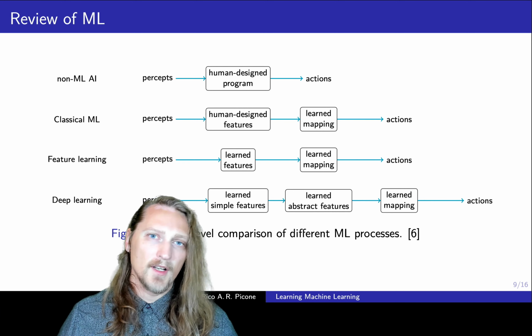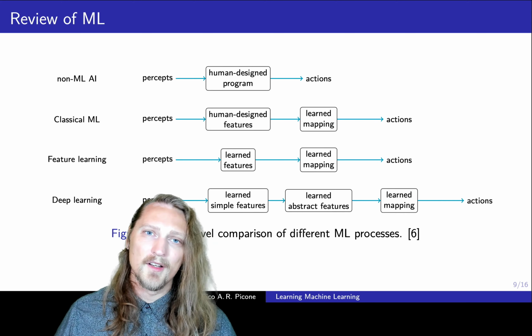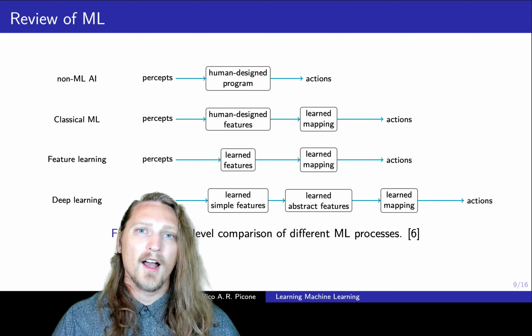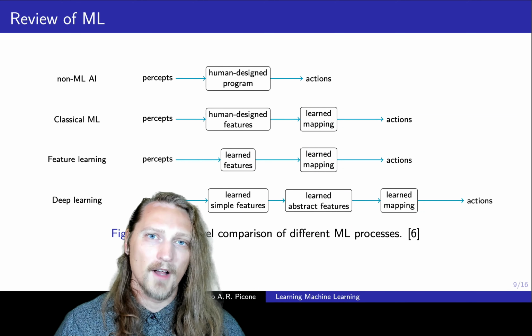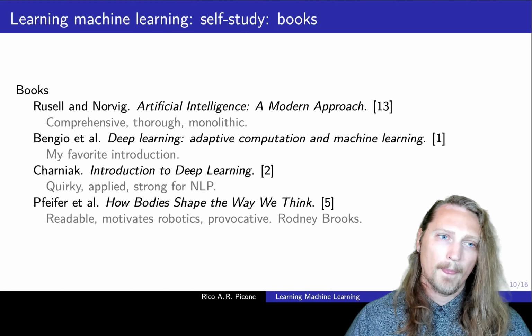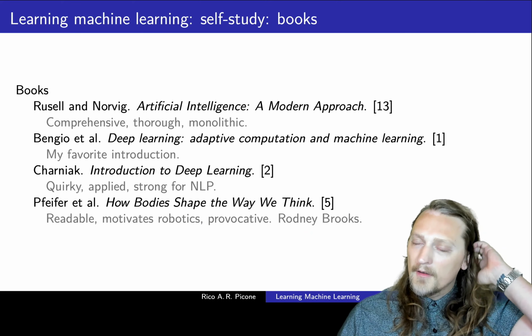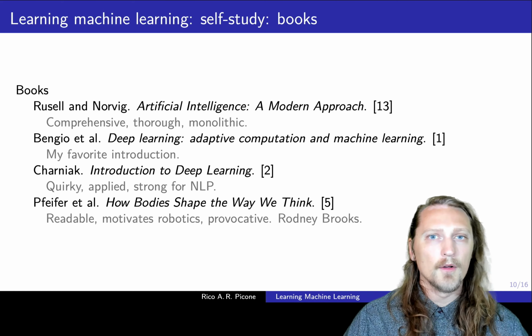And currently, deep learning is the most popular way to do artificial intelligence, and all kinds of different applications are arising, and we'll talk about a couple of them. So if you want to study machine learning, there are actually a lot of really good resources to do so.